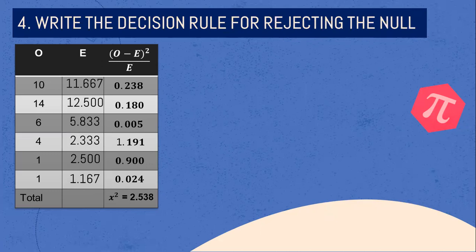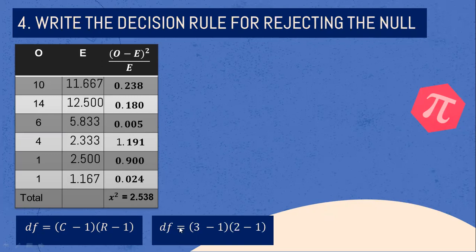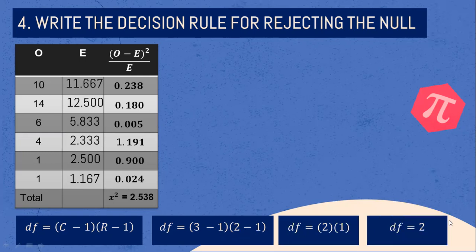Write the decision rule for rejecting the null. We will be using the degree of freedom, which is equal to the quantity of C minus 1 multiplied by the quantity of R minus 1. df is equal to 3 minus 1, multiplied by the quantity of 2 minus 1. 3 minus 1 is 2. 2 minus 1 is 1. Therefore, our degree of freedom is equal to 2.